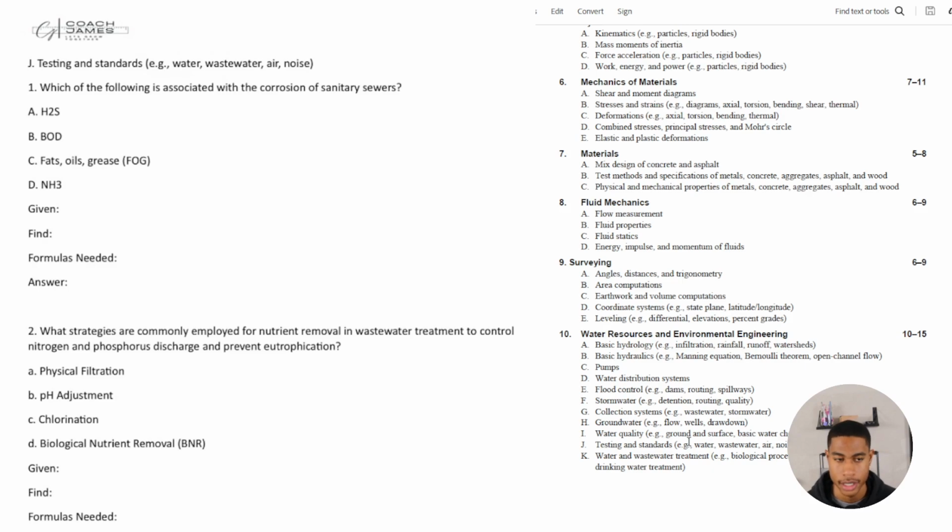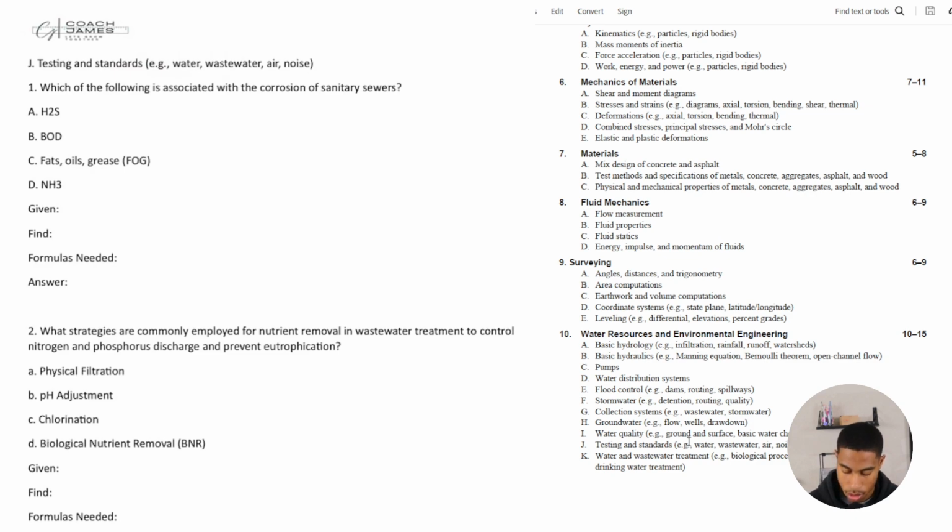Just want to note that a lot of this stuff is conceptual, and you're going to need to have some prior knowledge on some of these things. So that's why I'm here, to hopefully give you some of that prior knowledge so that on the test you're not completely confused.